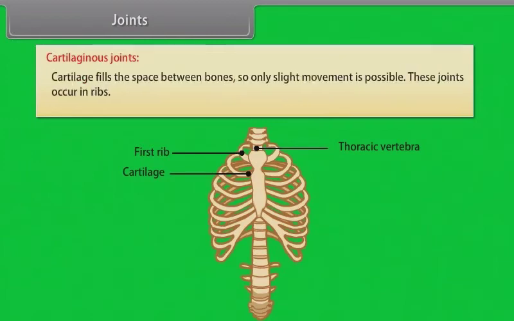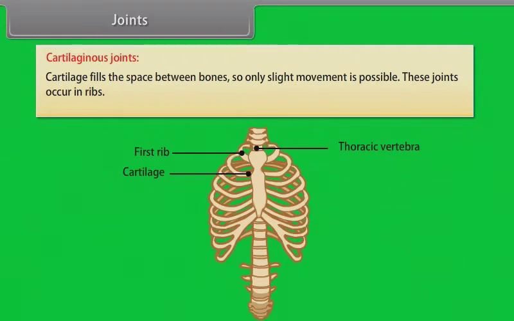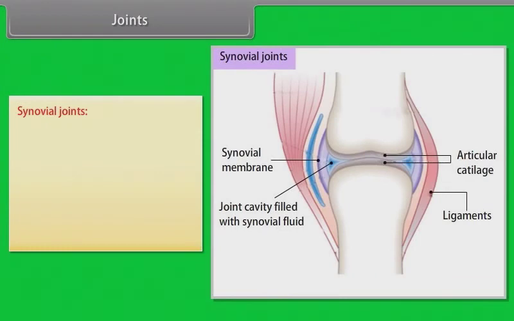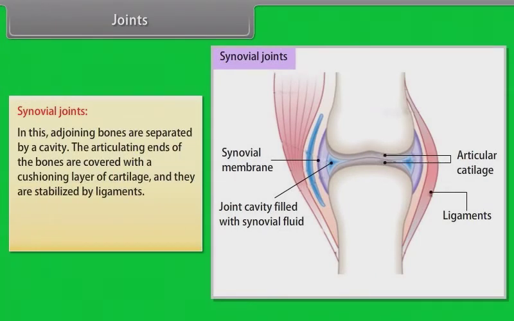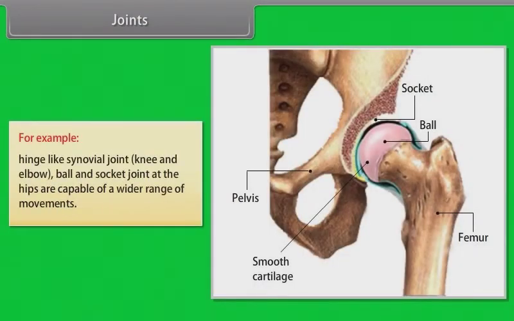Cartilaginous joints. Cartilage fills the space between bones, so only slight movement is possible. These joints occur in ribs. Synovial joints. In this, adjoining bones are separated by a cavity. The articulating ends of the bones are covered with a cushiony layer of cartilage, and they are stabilized by ligaments. Synovial joints are built to allow movement. For example, hinge-like synovial joints such as the knee and elbow, and the ball and socket joint at the hips are capable of a wider range of movements.